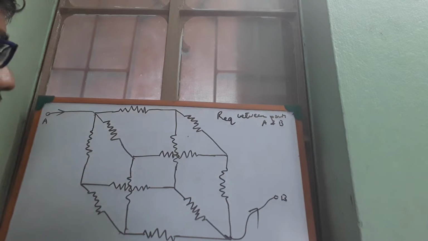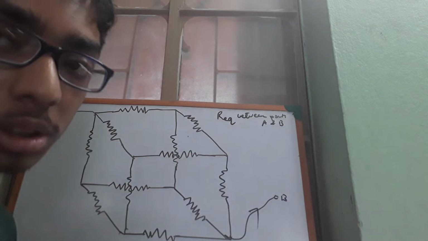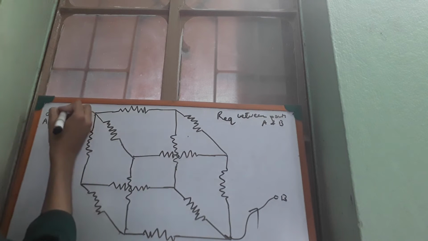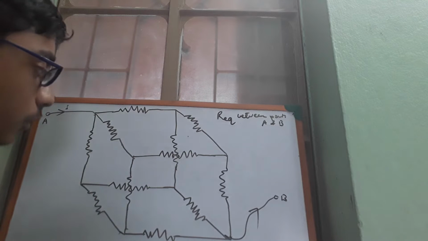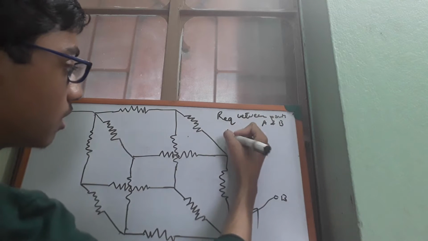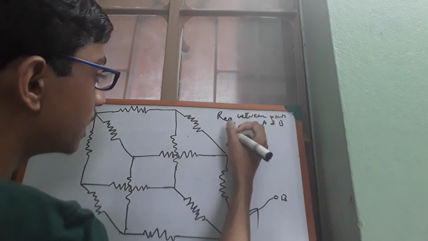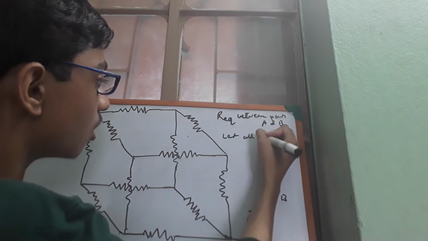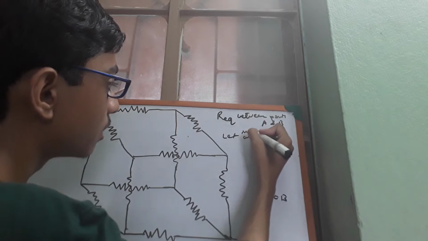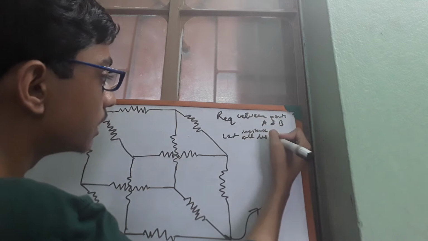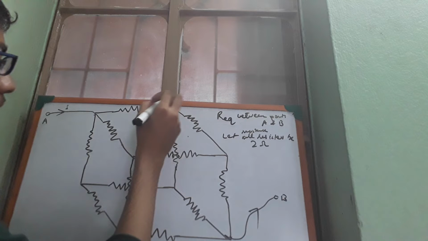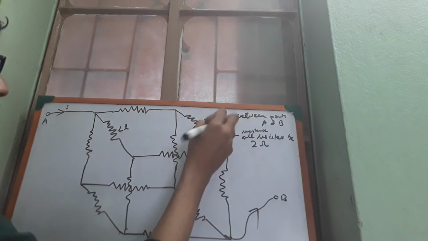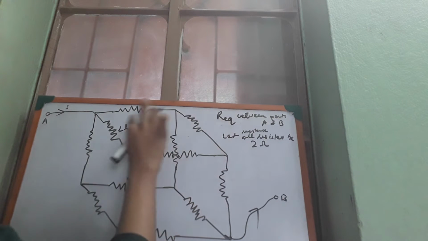Now the question is, you have to find the equivalent resistance. First of all, you approach the problem in this way. If you assume the current to be I, then the current will divide into 3 equal parts. That's why I said this will only work if all the resistances are equal. Let the resistance of all resistors be 2 ohm. So all these are 2 ohm.